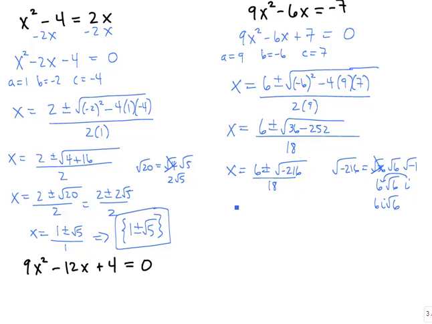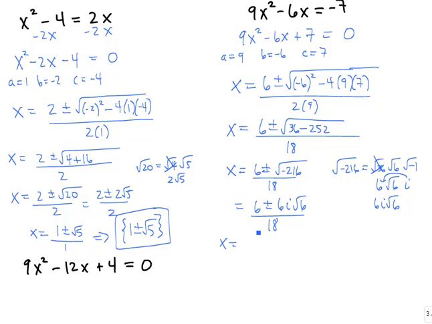So I would usually write this as 6 plus or minus 6i square root of 6 all over 18. Then to finish off the problem, look at these outside numbers. We have a 6 and an 18. They're not reduced. We can divide all of those outside numbers by 6.